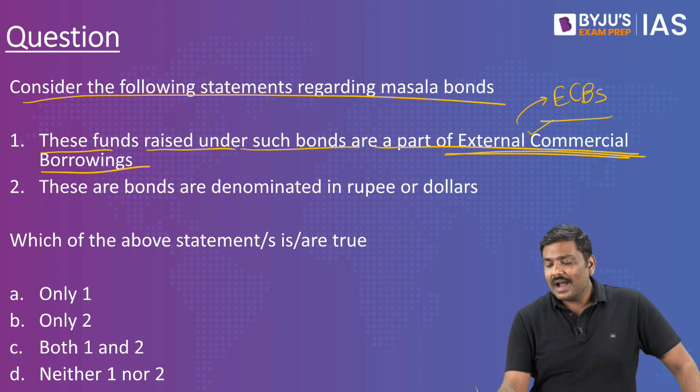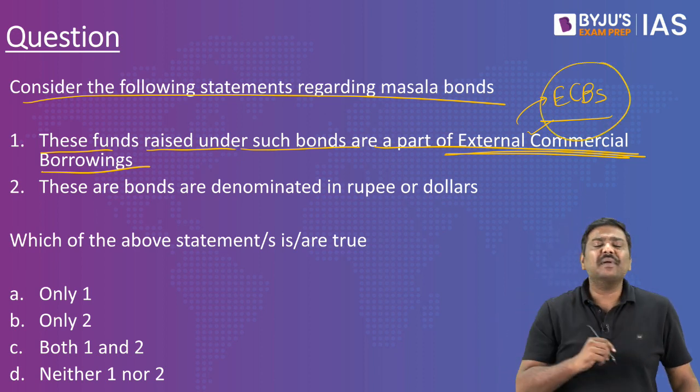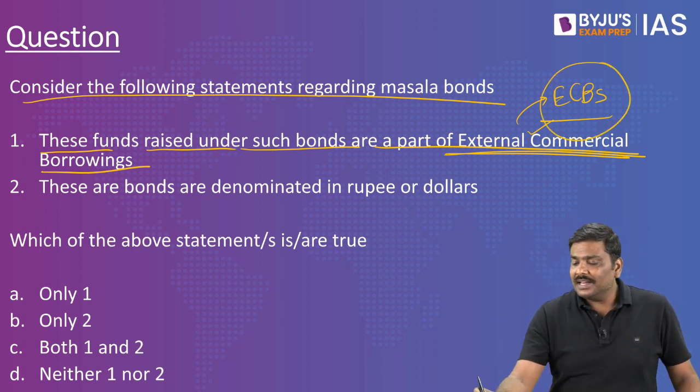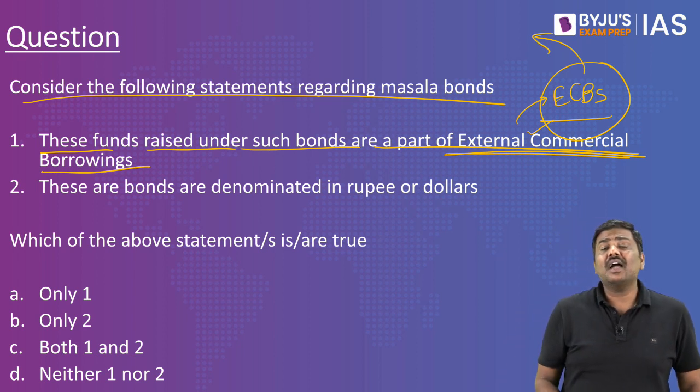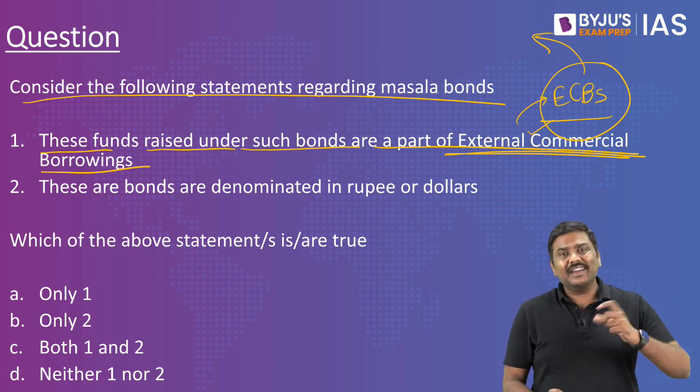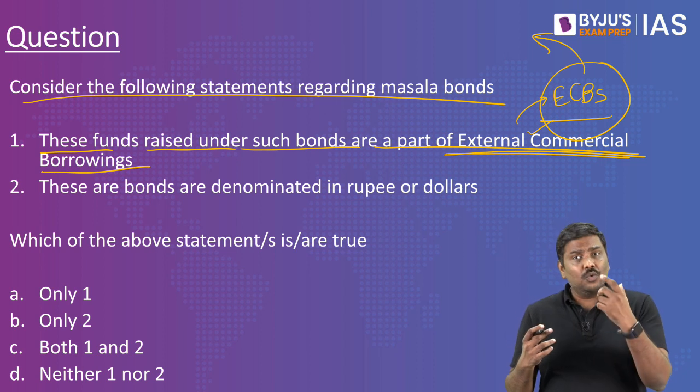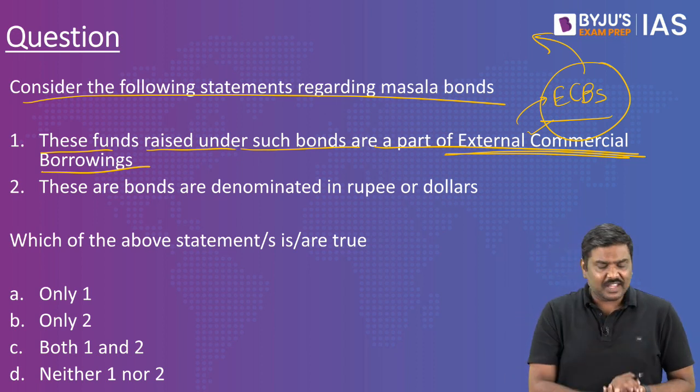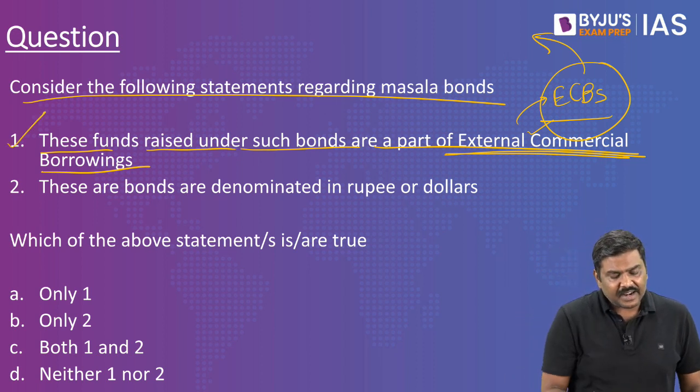Remember this. And the idea of ECB was there in the newspaper a couple of months ago. Why? The limit has been doubled by RBI. The limit of borrowing under ECB route has been doubled by RBI to $1.5 trillion. Please be very careful. First statement is correct.